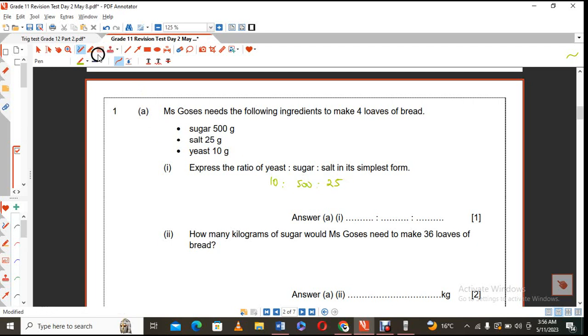So from here, I think the objective is just to sort of divide by the highest common factor, which is 5. 5 into 10, that's 2. 5 into 500, that's 100. 5 into 25, that's 5. All right, so that is the answer there. Everything as it is now is in its simplest form.